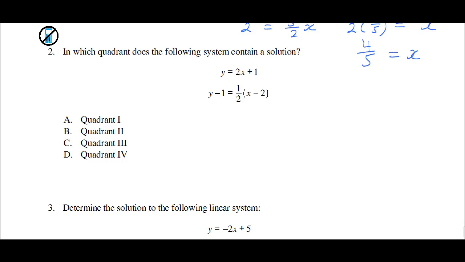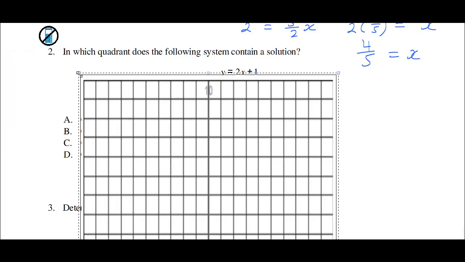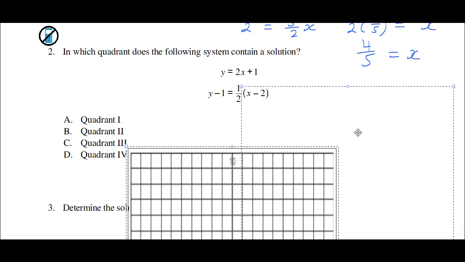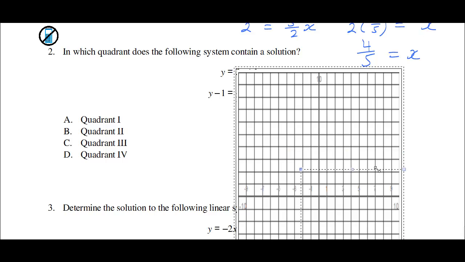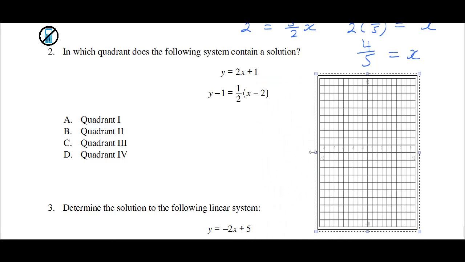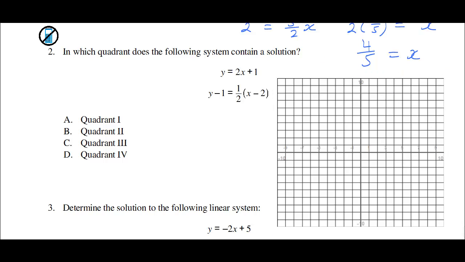Second question, again, no calculator. In which quadrant does the following system contain a solution? What I'm going to do here is paste in a graph. When you're writing your exam, you'll be able to use graph paper. So we'll paste this in, and hopefully that'll help us graph this. Again, you'll have graph paper to graph this.